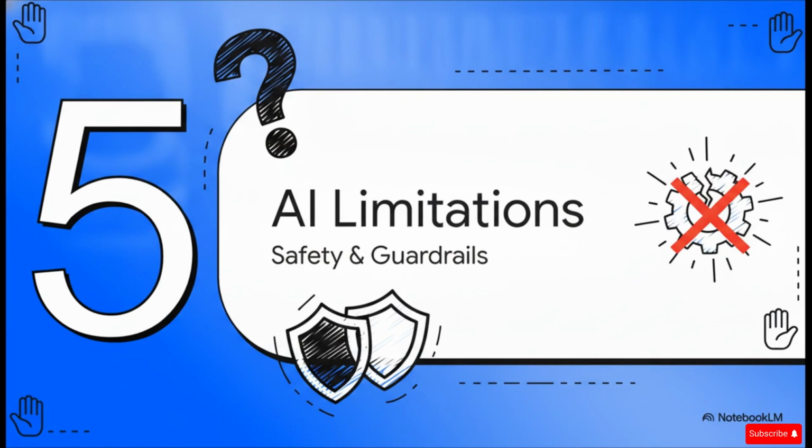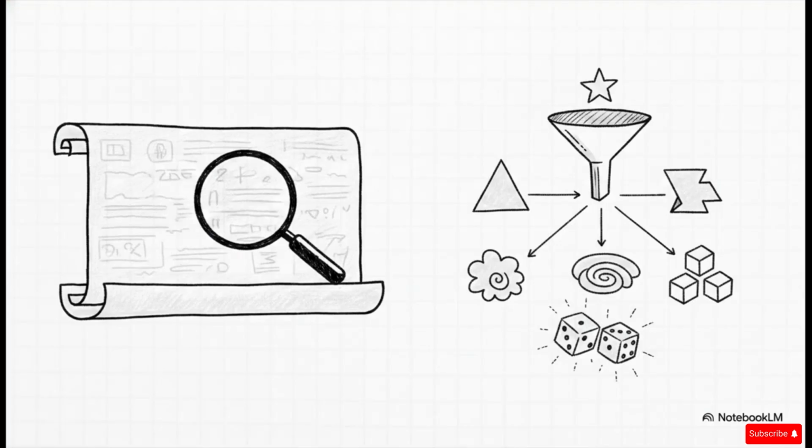Okay, let's dive into our final segment, Section 5, AI Limitations and Guardrails. Look, a true masterclass doesn't just teach you how to use a tool, it teaches you exactly when not to use it. We have to be real about how the machine actually works.